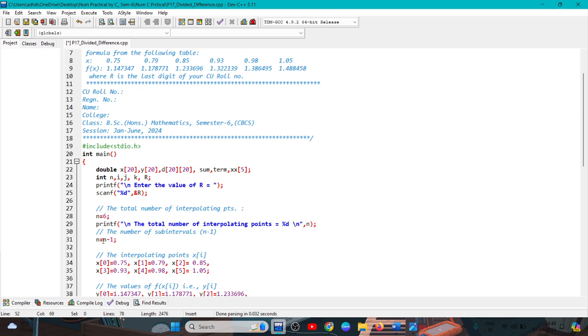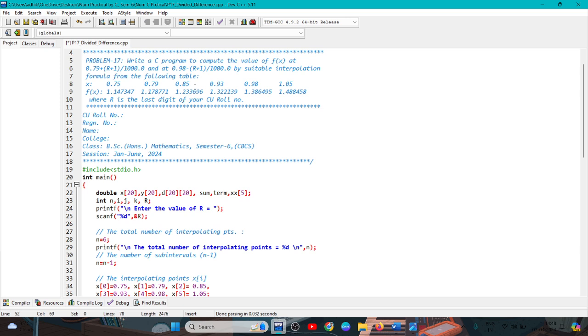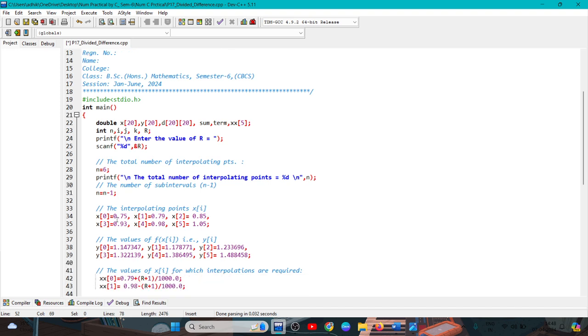And here n equals the revised value, n = n - 1. Actually, this n - 1 is the total number of subintervals in this problem. So it is an interpolation problem for n + 1 points, which means 6 interpolating points, 5 plus 1 in divided difference interpolation. So here n equals 5. The given interpolating points are x0, x1, x2, x3, x4, x5, and these are given here.